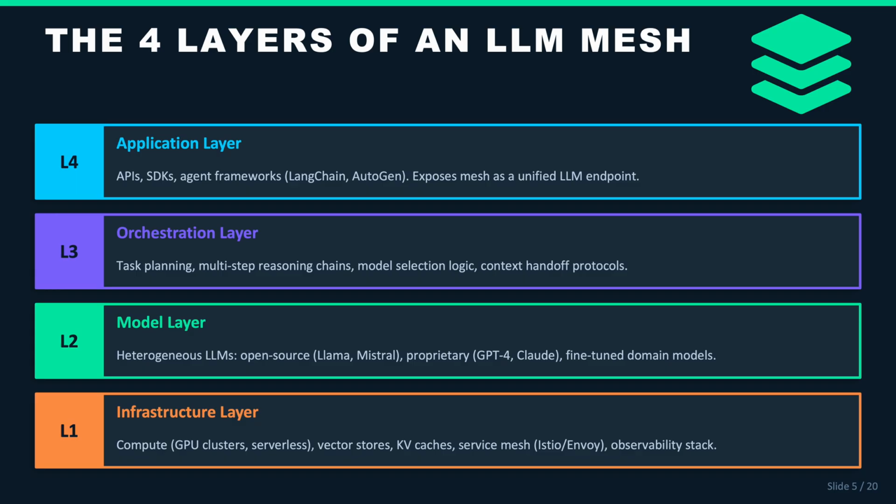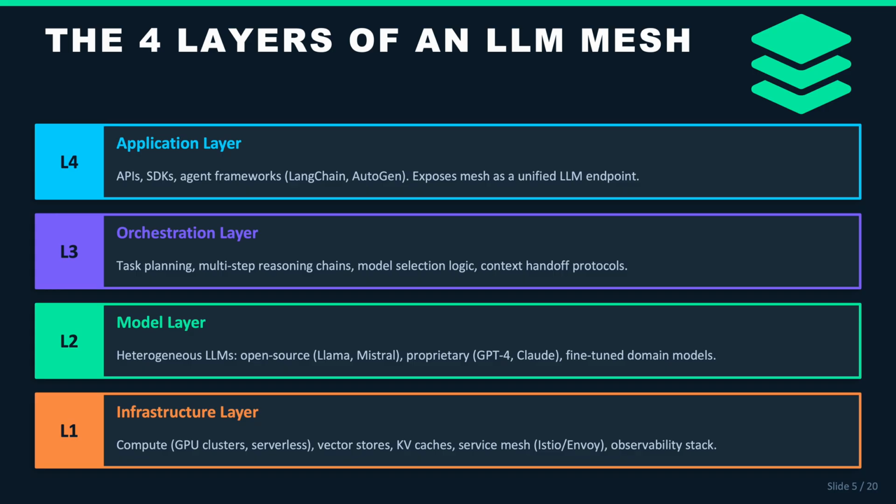The 4 layers of an LLM mesh. A well-designed LLM mesh is organized into 4 distinct layers, each with clear responsibilities. Layer 1, the infrastructure layer, is your compute foundation: GPU clusters, serverless inference endpoints, vector stores, KV caches, and the service mesh itself, running on something like Istio or Envoy, along with your observability stack.